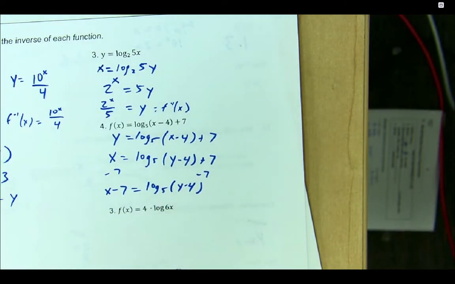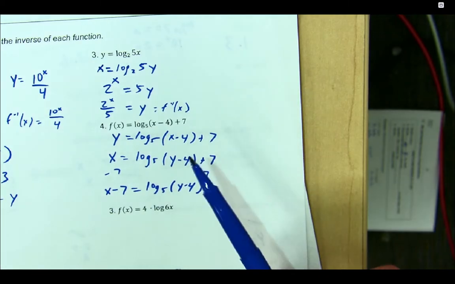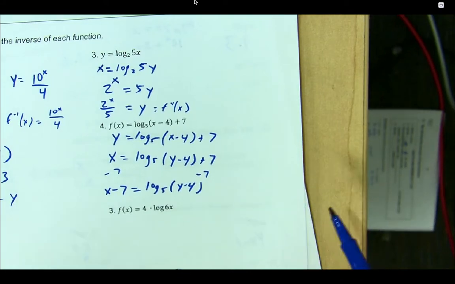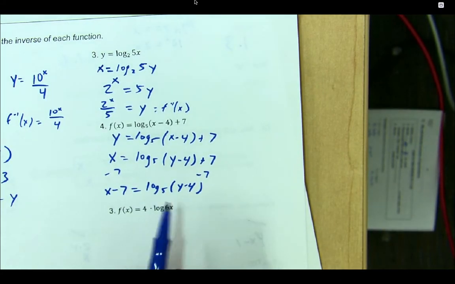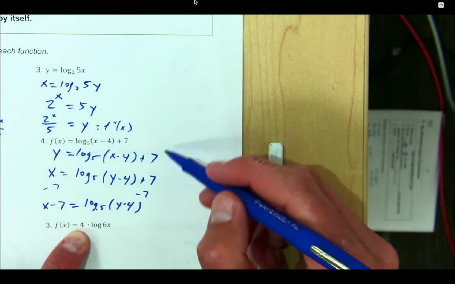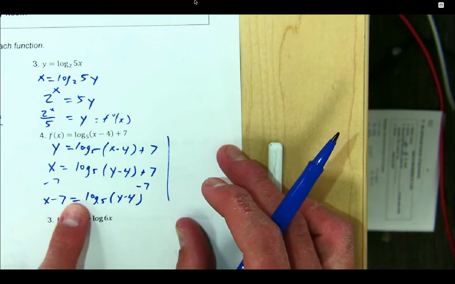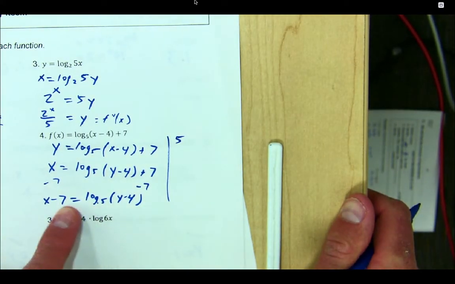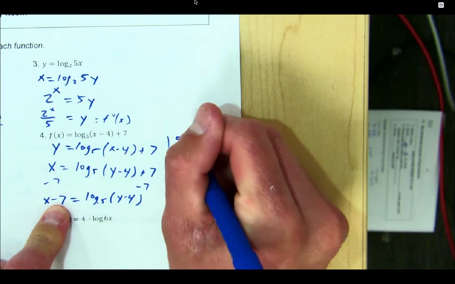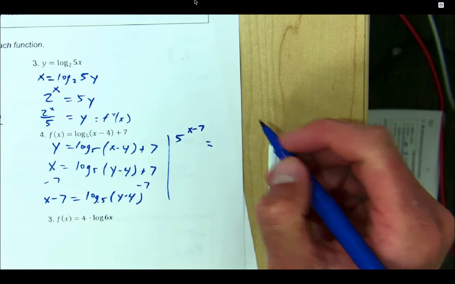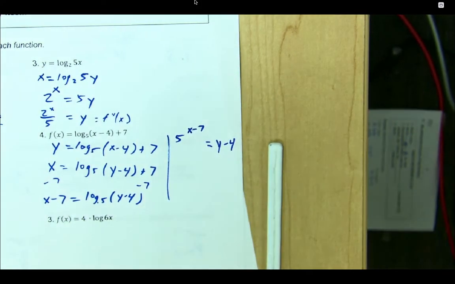So then what you have on the left side is x minus 7. This plus 7 minus 7 cancel out. So I've subtracted 7 from each side. Now I kind of have my log with something just isolated. So I am going to rewrite this. I take my base, which is 5, to the power of what's over here, which is all of x minus 7, is equal to y minus 4.